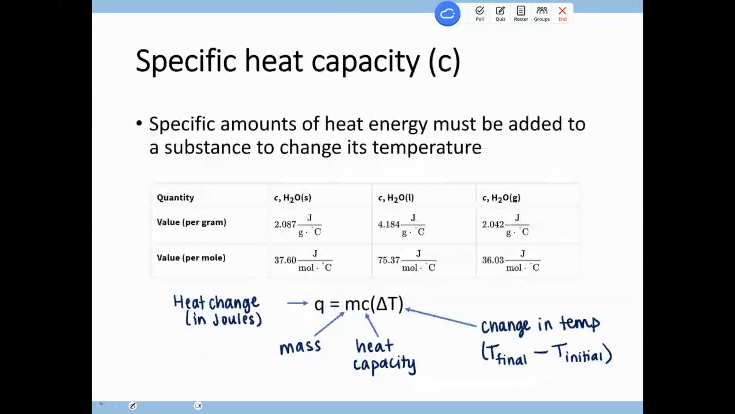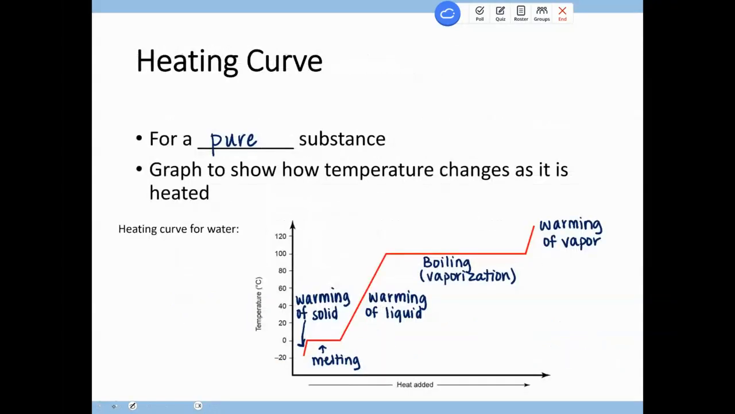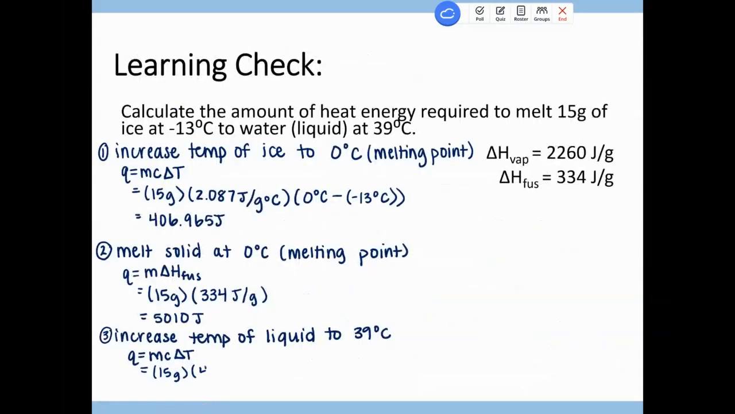We have liquid water, so now we'll use the 4.184. Since we are working with liquid H2O, the specific heat is 4.184 joules per gram degrees Celsius. Temperature change, final minus initial, 39 degrees Celsius minus 0 degrees Celsius.